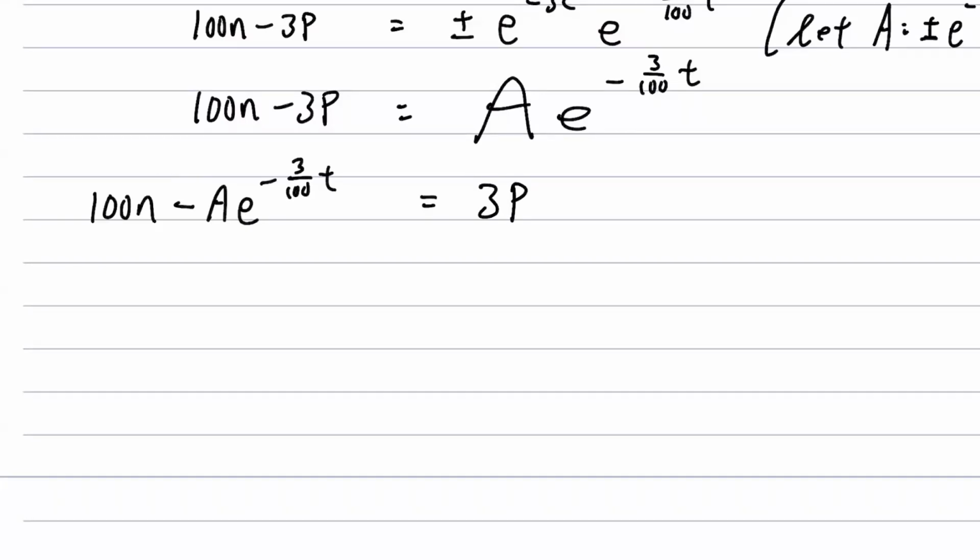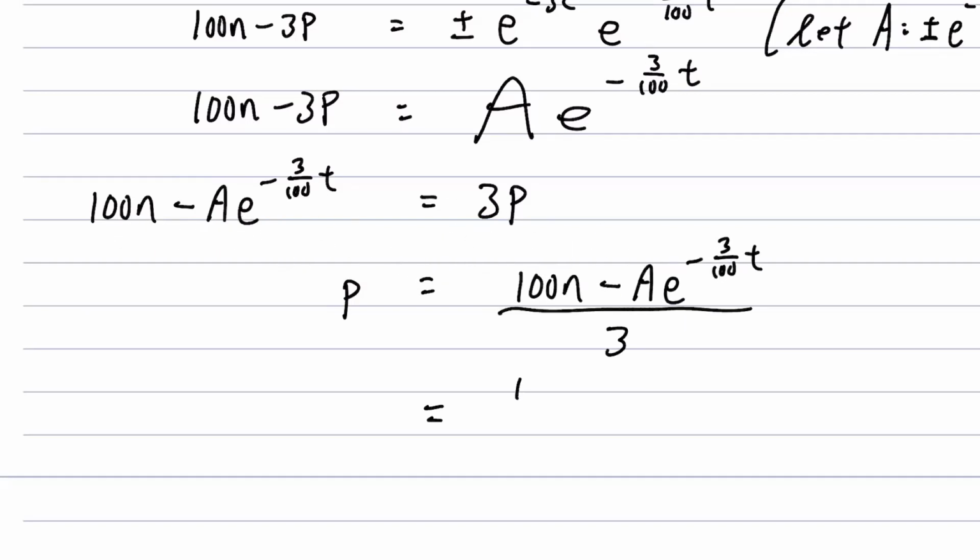Yes. Then divide by 3 on both sides. Okay, correct. I'll just do it for you. So p equals, copy and paste this whole thing, then divide by 3. You can simplify a bit more. So 100 over 3. Don't need to rewrite as 33 and 1/3.